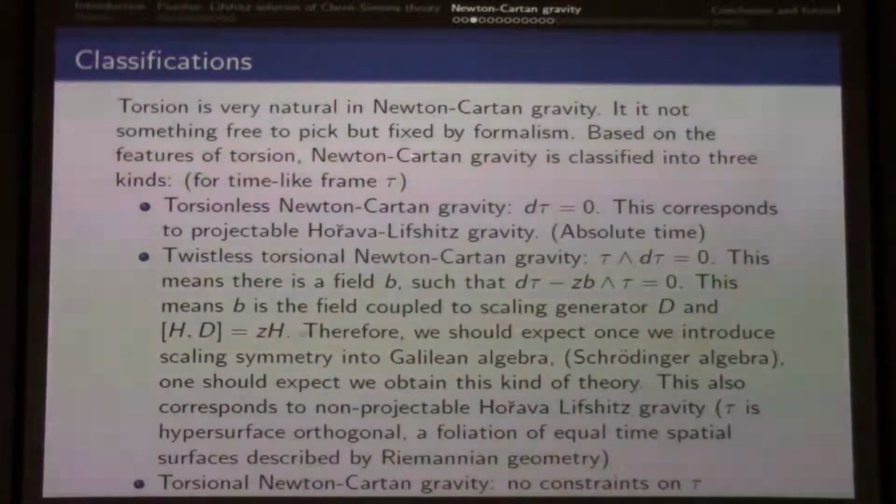And the last case is where there are no constraints on tau. In Newton-Cartan gravity, you prefer tau not to be constrained. The reason is, from the holographic point of view, you might want to calculate the energy-momentum tensor by varying these vielbein fields. And the less tau is constrained, the more information you can extract from this calculation. For example, in torsional Newton-Cartan gravity, what you can calculate from this variation is the energy flux, and you can calculate the energy-momentum tensor.